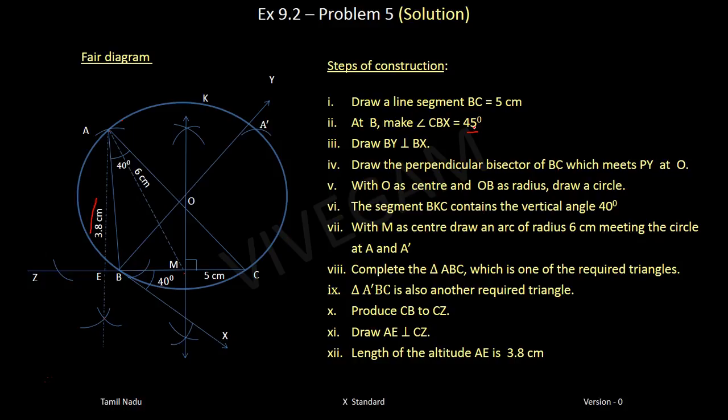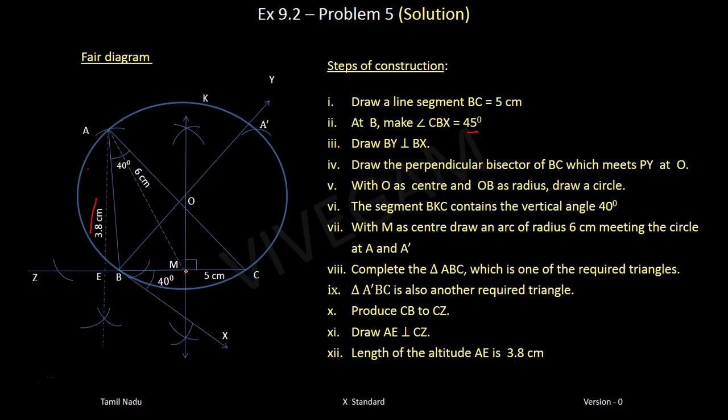I think it's 40 degrees, it's not 45. Okay, you can correct it. So then what did we do? We labeled a point K on that alternate segment. So this alternate segment BKC contains the angle 40 degrees. When they say contain, any point you take on this alternate segment BKC and join that to B and C will subtend an angle of 40 degrees.